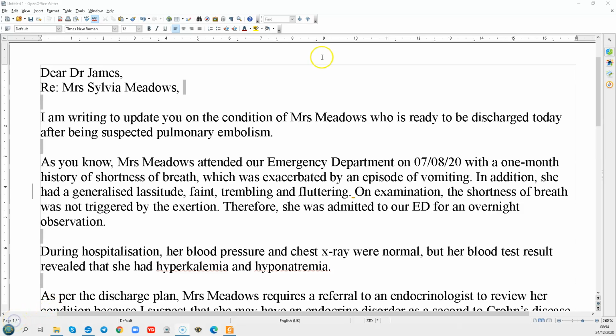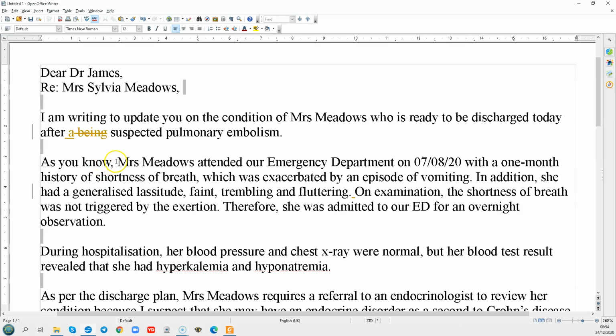Let's see. Okay, "I'm writing to update you on the condition of Mrs. Meadows who is ready to be discharged today after being suspected." So we've got some issues here. After being, so why wouldn't you use an article after a suspected pulmonary embolism, or after being suspected of, but that wouldn't really work either. So simply get rid of that verb form and use an article because it's a noun phrase.